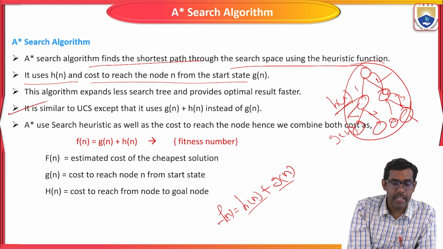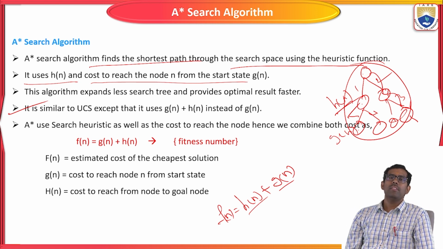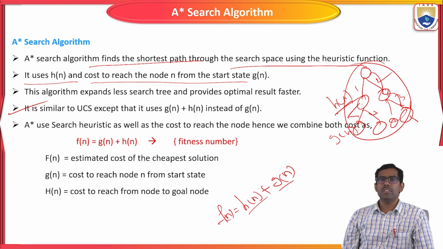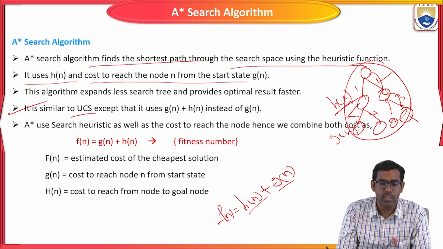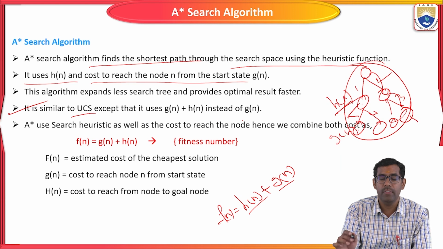The next point: it is similar to UCS, uniform cost search. Except that it uses g of n plus h of n instead of only g of n.